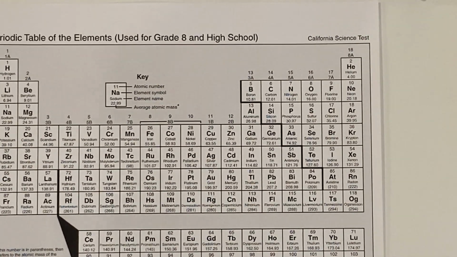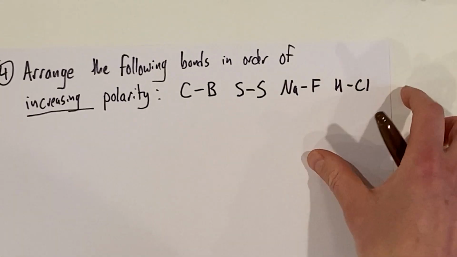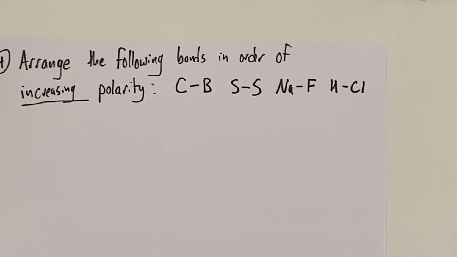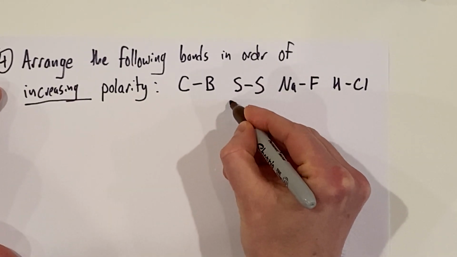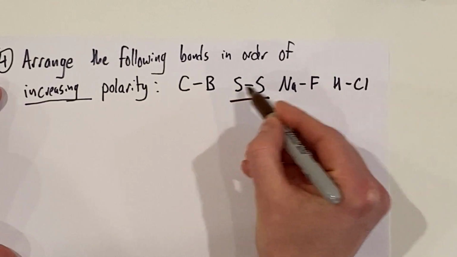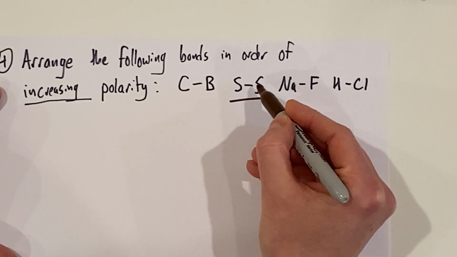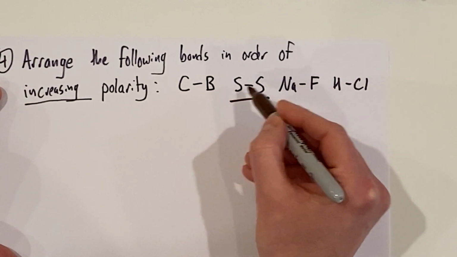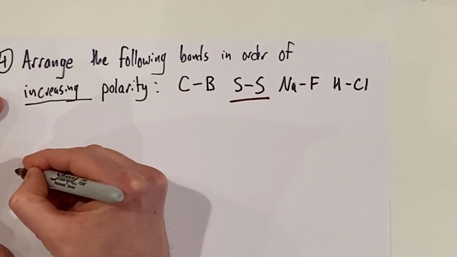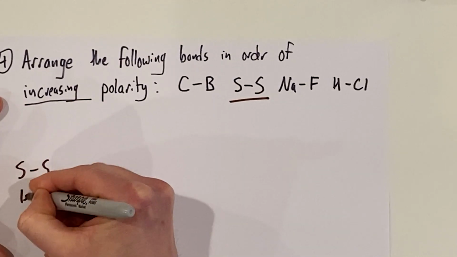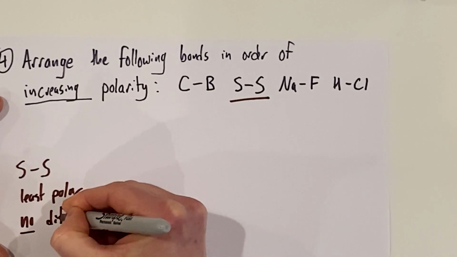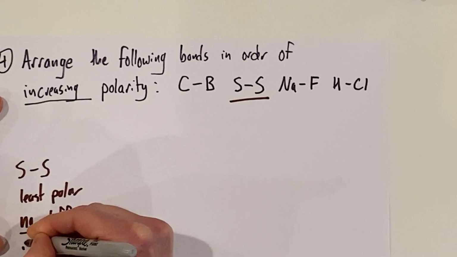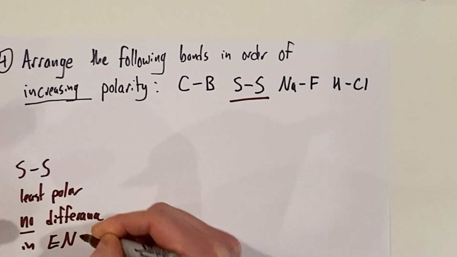Okay, so let's go ahead and solve this problem, which is arrange the following bonds in order of increasing polarity. So what I want to do is look for the bonds that we know are going to be the least polar. If I look here, first I see S-S, so sulfur-sulfur. That means that two sulfur atoms are bonded together. This is going to be a very non-polar bond because there's going to be no difference in electronegativity. So we know S-S is going to be the least polar. There's going to be no difference in, I'll do EN for electronegativity.